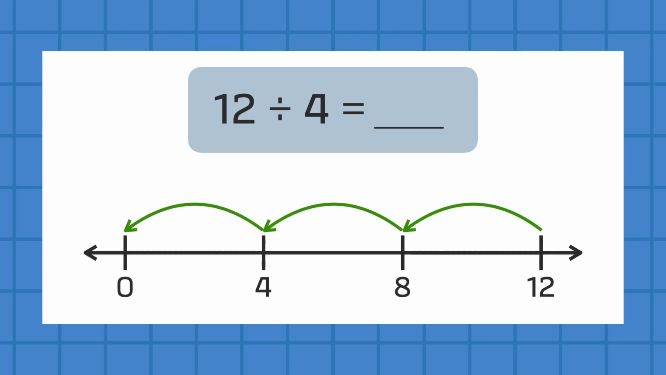Now we'll count how many backward jumps we made. 1, 2, 3. So 12 divided by 4 equals 3. Excellent! Let's try one more.